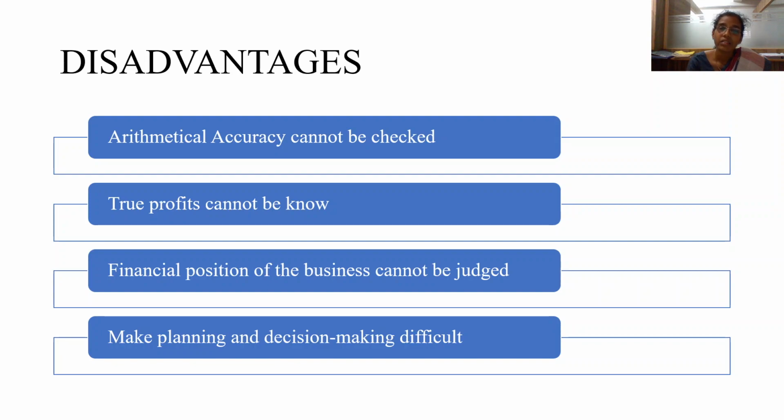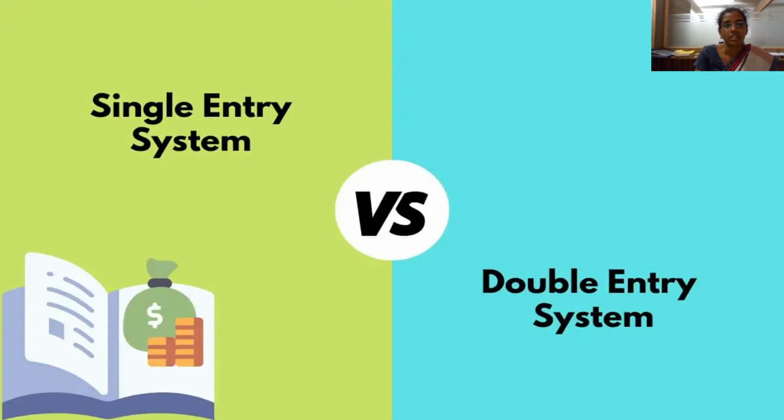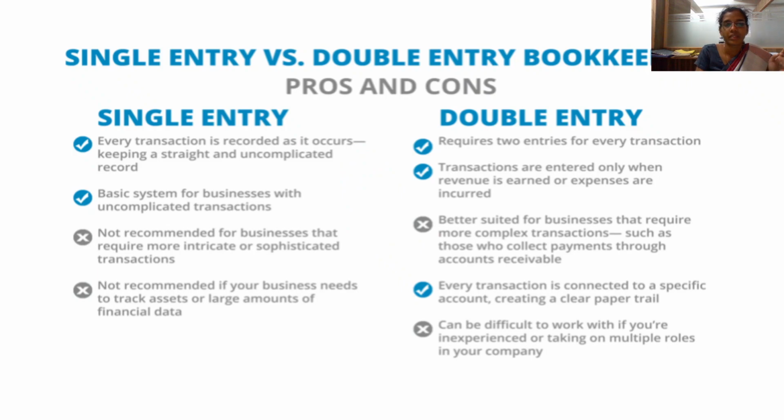Yes, planning, what can be done in the future, all the future planning would be done based on the financial records that we have. But in the single entry system we do not have complete records, and because of that future financial planning and decision making becomes difficult with these incomplete records. Now let us learn what are the differences that exist between single entry system and double entry system.